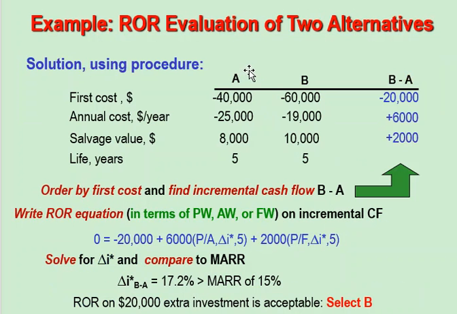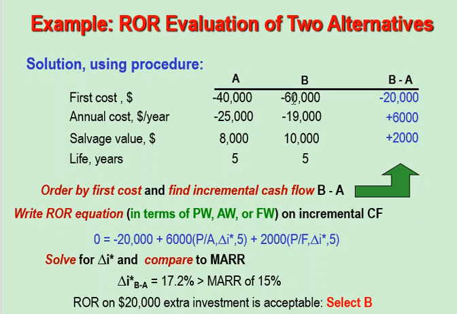I have to get now B minus A. Why do I need to get B minus A? Because this is the main idea of incremental rate of return. We're not getting the rate of return of A or B. Those are not independent; those are mutually exclusive. So I have to get B minus A.